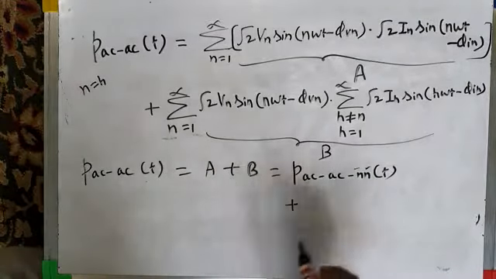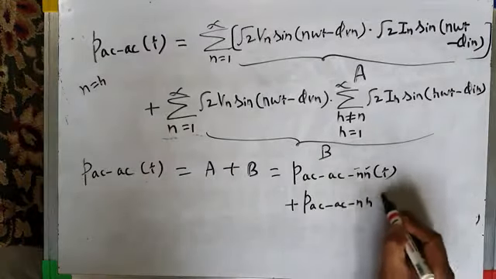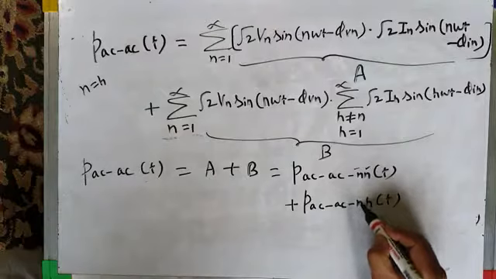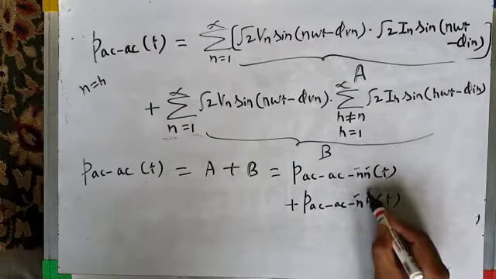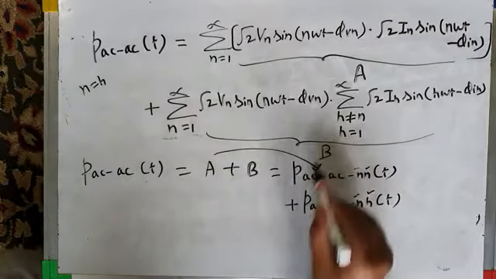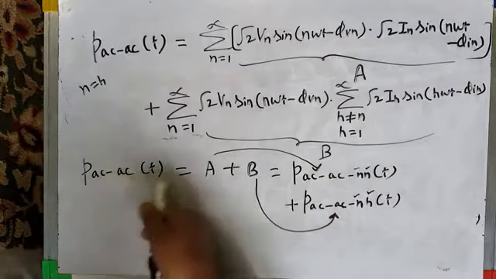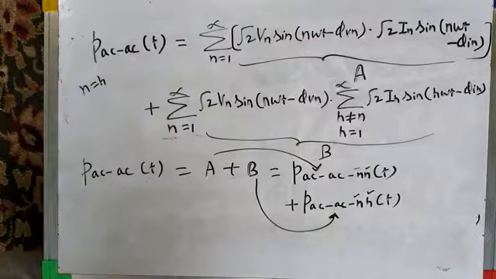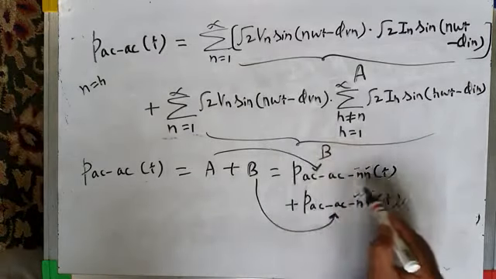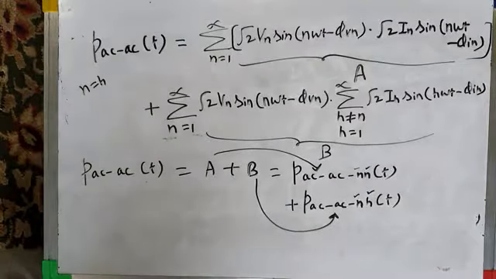Plus, how do I represent B? B I represent like this: P_AC-AC,nh(t). I mean, n is different from h. This n belongs to the harmonic order of voltage, and h belongs to the harmonic order of current. So A can be represented like this, and B can be represented like this. So this is your AC to AC instantaneous power. It comprises two terms: one because of the interaction of similar frequency terms, and second because of the interaction of dissimilar frequency terms.